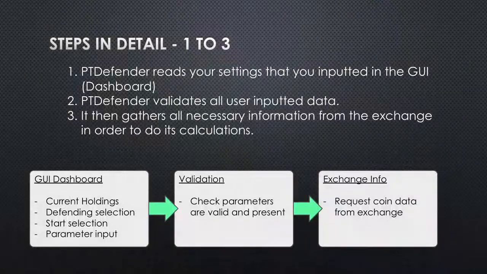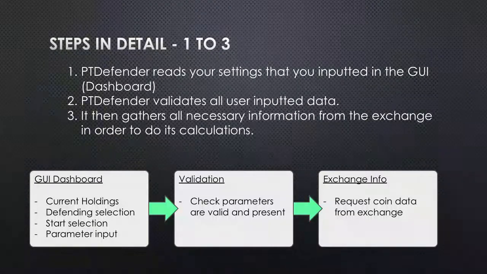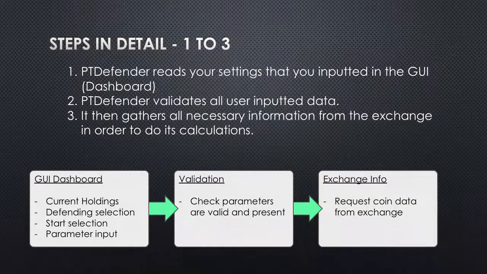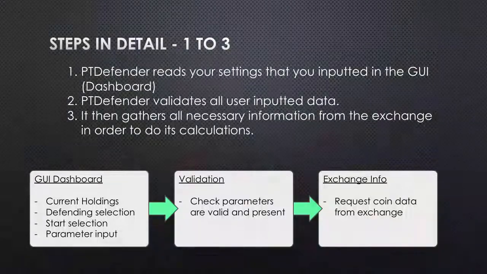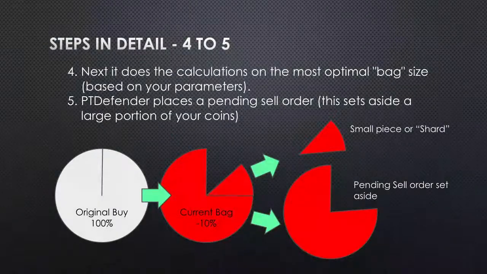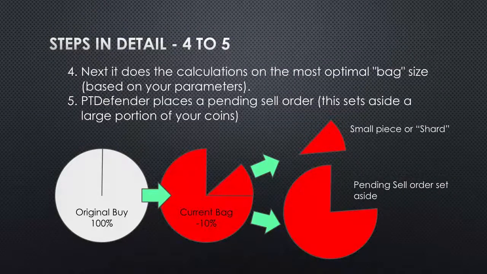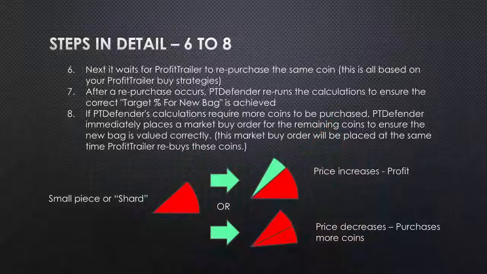First, PT Defender reads your settings that you inputted in the GUI or the dashboard on PT. Second, PT Defender validates all the data that you have inputted. Step 3, it then gathers all necessary information from the exchange in order to do its calculations. Step 4, next, it does the calculations on the most optimal bag size based on your settings. Step 5, PT Defender places a pending sell order that sets aside a larger portion of your coins. Step 6, next, it waits for Profit Trailer to repurchase the same coin.